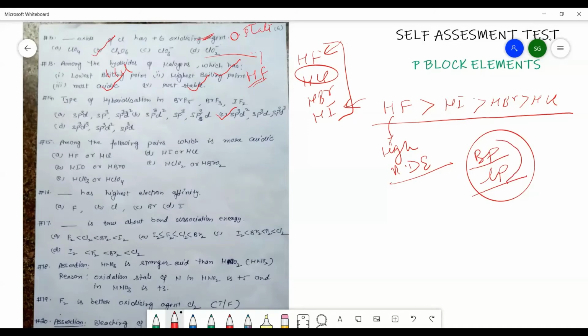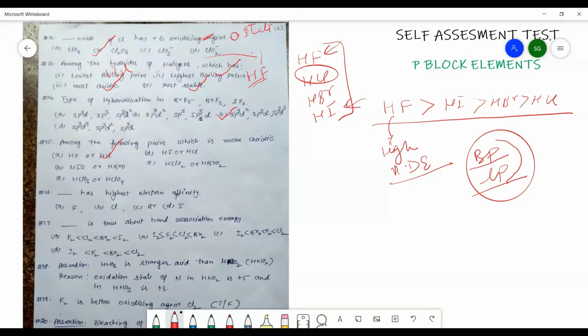Now, question number 17. Among the following pairs, which is more acidic in nature? We have to find out between HF and HCl. Before that, we have discussed bond dissociation energy. So among HF and HCl, HCl is more acidic in nature because of low bond dissociation energy.